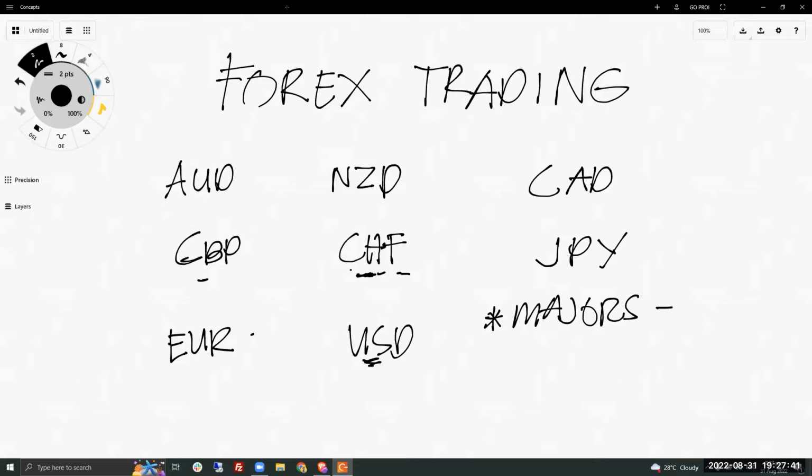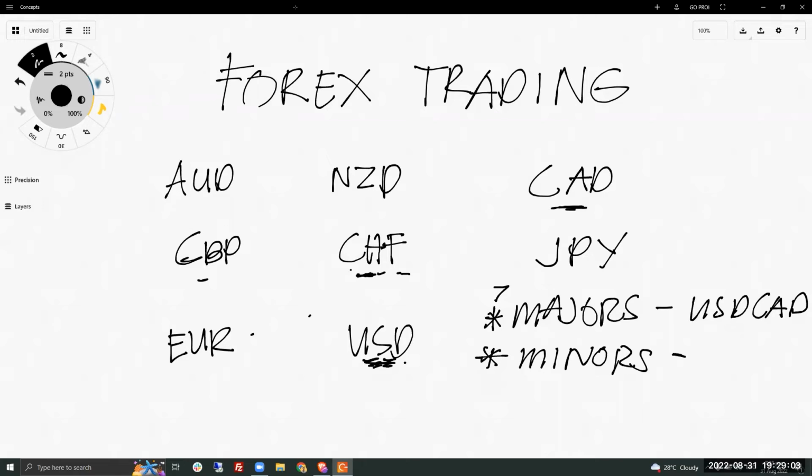So example niyan is Canadian dollar and USD, which would be USD CAD. So that's US dollar, Canadian dollar. So there's only 7 majors. Second is what you call minors. So example niyan, let's say British pound saka Australian dollar, that would be GBP, AUD. So this is an example of minor. So any other currency pairs within these eight majors, pero actually 7 since hindi kasama si USD, is what you call part of minor currency pairs.